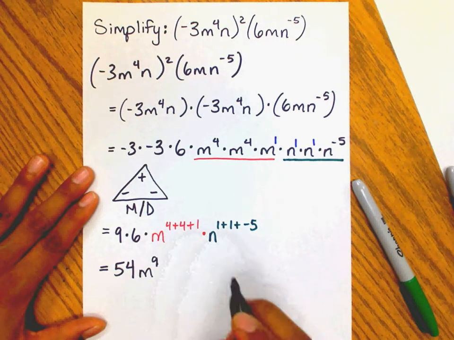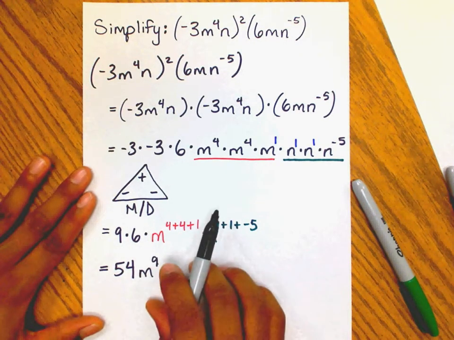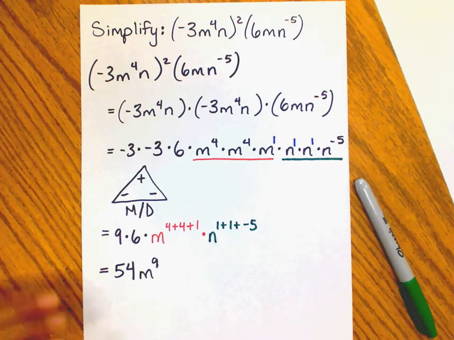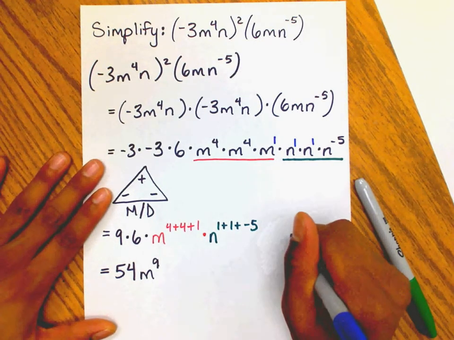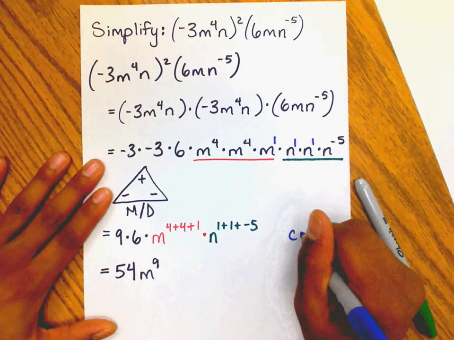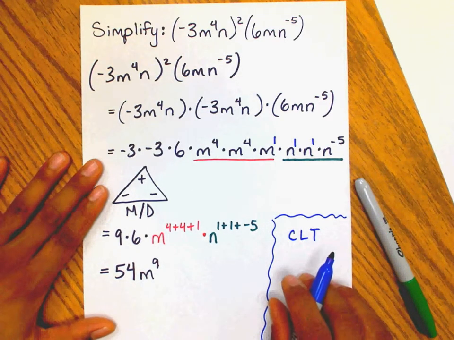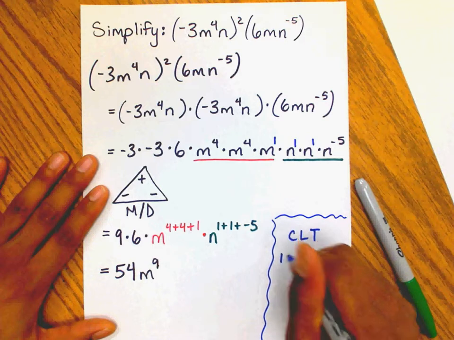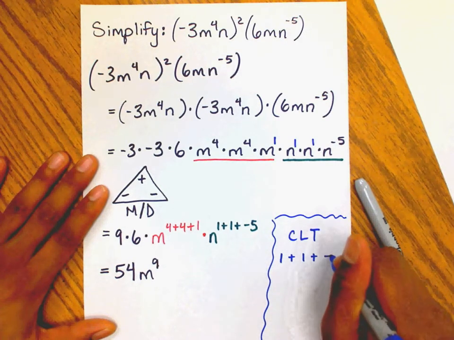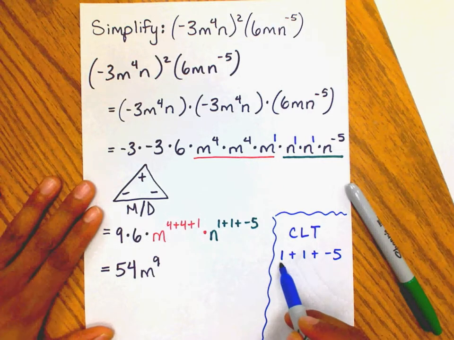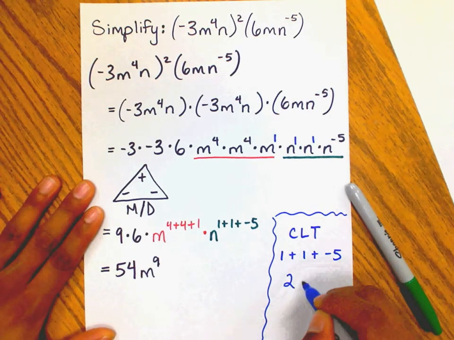Now, I'm going to take a side note real quick, a sidebar, because some of us may have trouble adding these, or combining our like terms, what we call that. So over here, I'm going to simply write combining like terms. This is off to the side, so these are just my notes here. I have 1 plus 1 plus negative 5. When you combine your like terms, I'm going from left to right here, we know that 1 plus 1 is 2, so we'll simplify that. 2 plus negative 5.